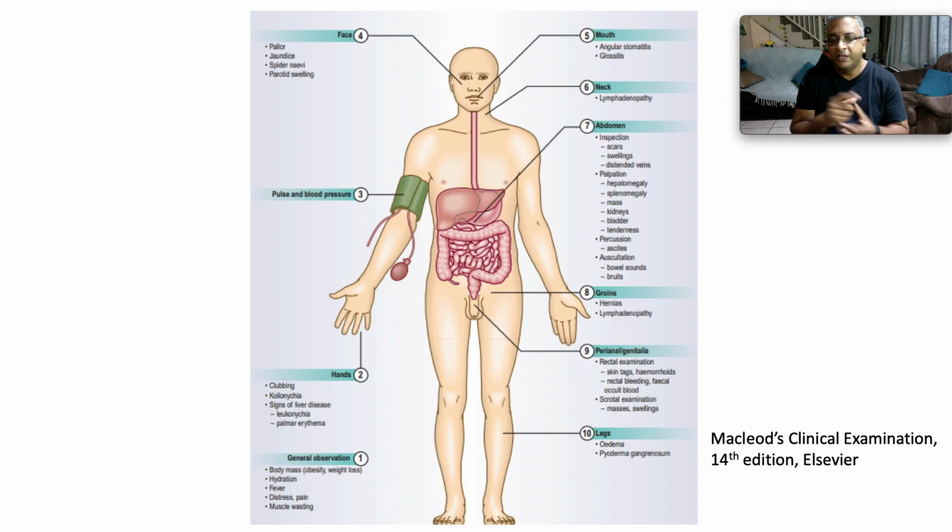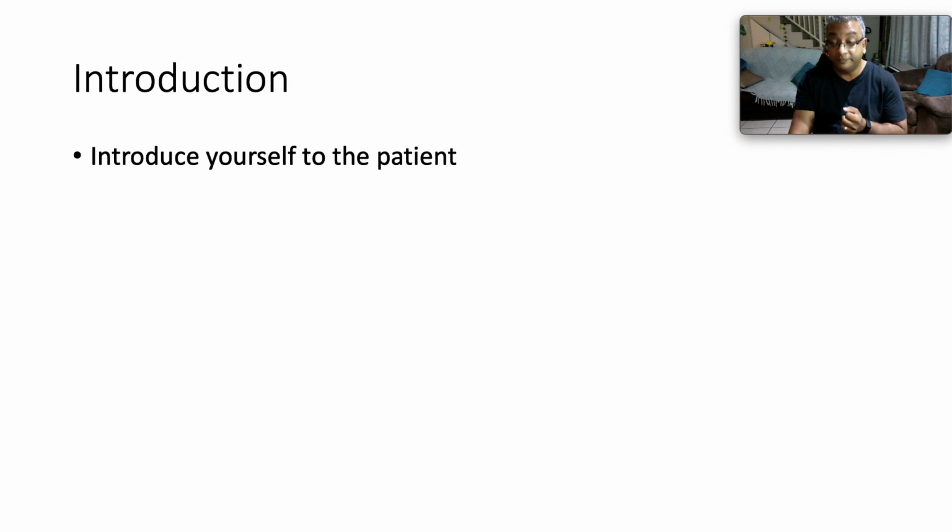auscultation of your bowel sounds and your bruits. You also want to quickly assess the groins for any hernias or lymphadenopathy, perianal or genital area. You might want to do a PR exam if it's indicated, as well as scrotal examination. In the legs, you just check for edema and pyoderma gangrenosum.